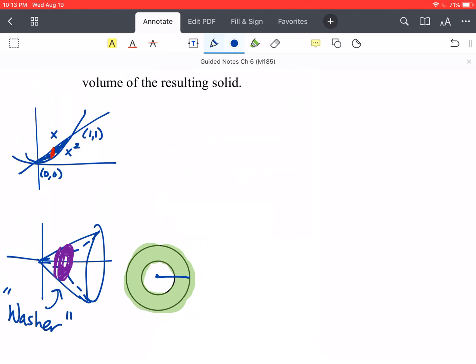So we know the area of a circle is going to be pi r squared. The radius of the outer circle, well, what is that? We're going from here up to the top function. That function is just y equals x, which means that that radius, that value here, is going to be x. And the radius of the small one, well, that's just going from the x-axis, that center, up to the smaller function, the lower function. So that's going to be x squared. So that region gives us A of x.